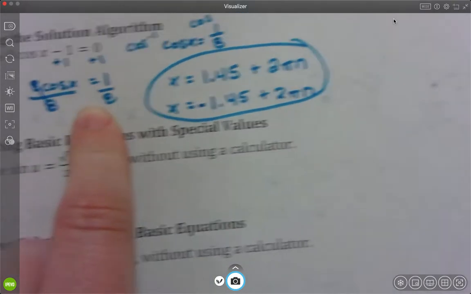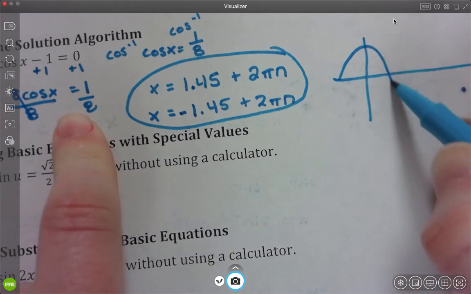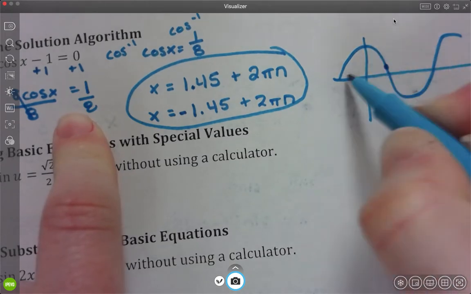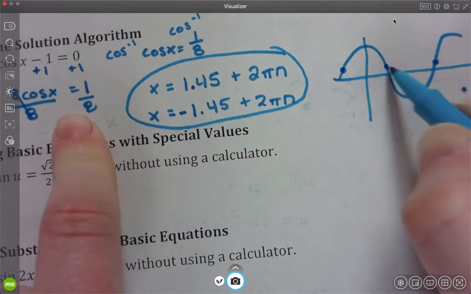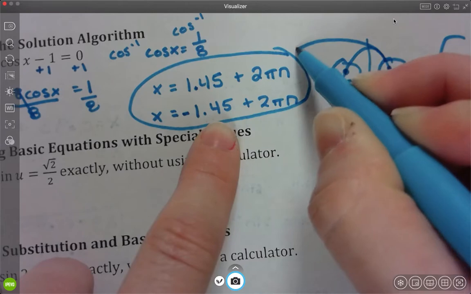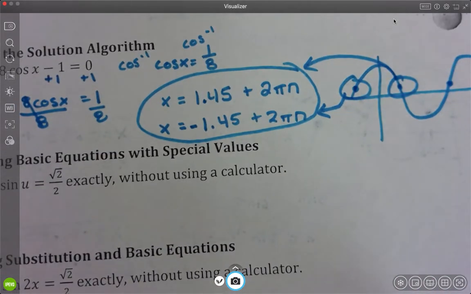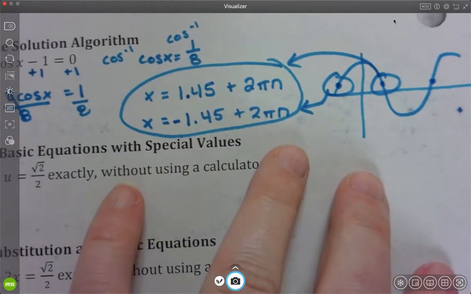So in the graph of my cosine, it's going to touch 1/8 here, 1/8 here, all the way across. These 2 points are this one and this one, and then it's touching every 2 pi later. So that's kind of what that graph will look like.